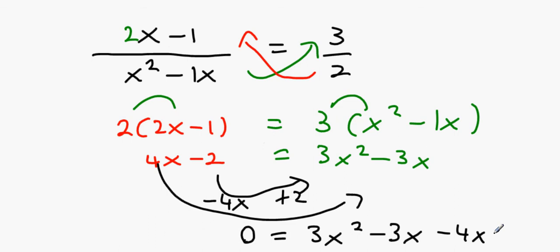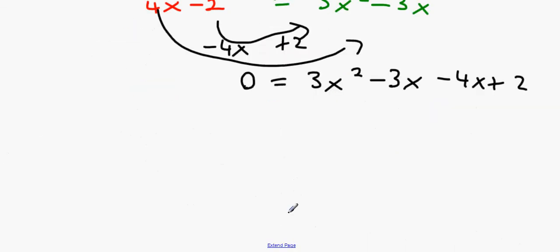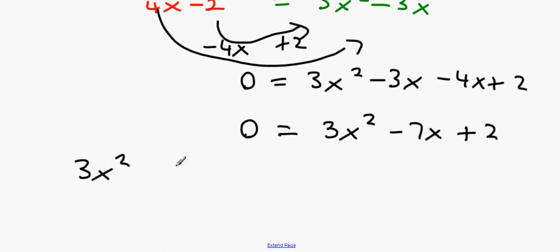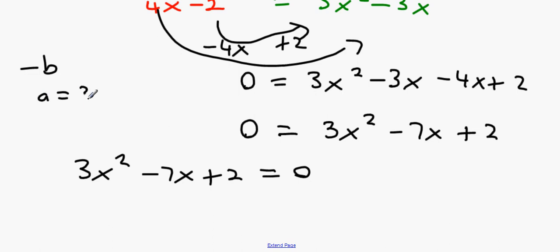Then what we have here is we're going to get 0 equals 3x squared minus 7x plus 2. We'll spin this around: 3x squared minus 7x plus 2 equals 0. Now we could use the minus b formula, where a equals 3, b equals minus 7, and c equals 2. I'm not going to do that.